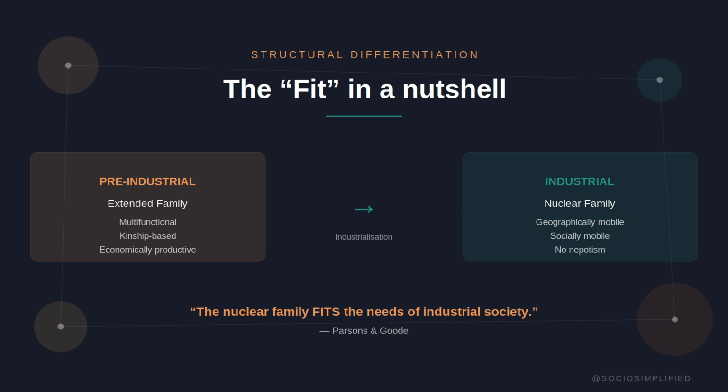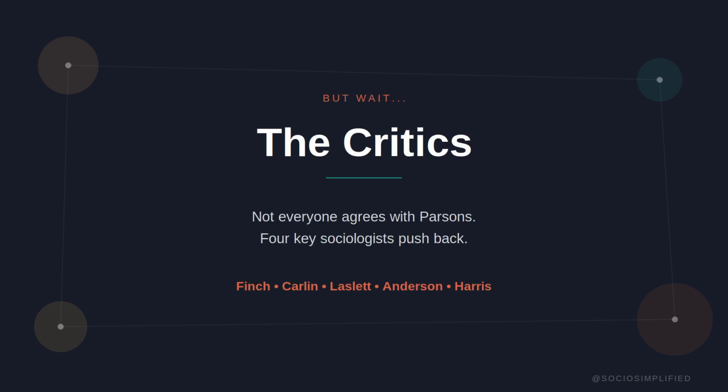Let me show you this visually so it clicks. Pre-industrial society needed the extended family: multifunctional, kinship-based, economically productive. Industrialization happened. Industrial society needed the nuclear family: mobile, meritocratic, and independent. The family structure changed to fit the society. That's structural differentiation.